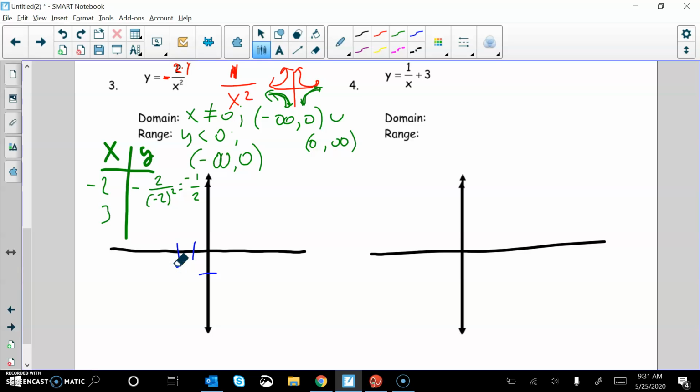You can pick more and more points. As you pick x's that are farther from 0, the y coordinate gets closer to 0. You get negative 1/4, 1/8, 0.0001, it gets smaller and smaller. As you pick x's closer to 0, the y values will get smaller and smaller, going towards negative infinity.